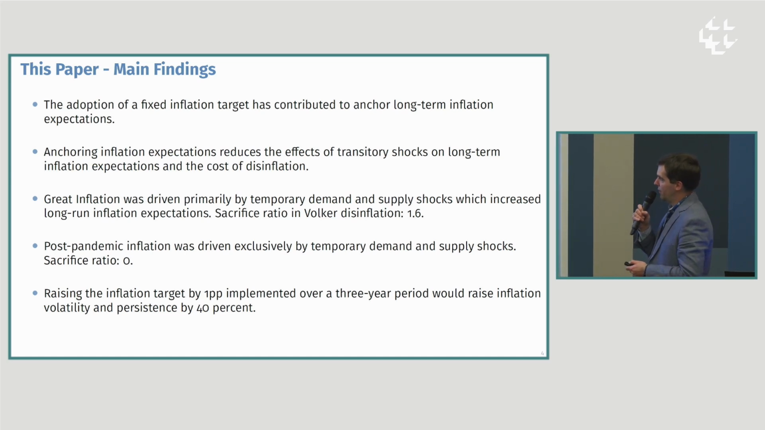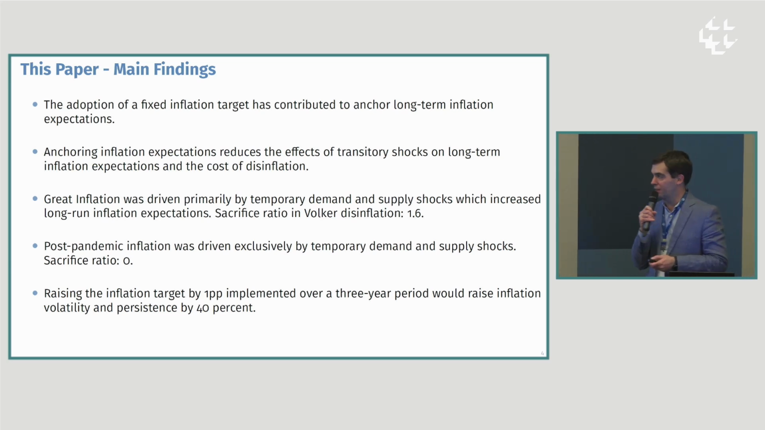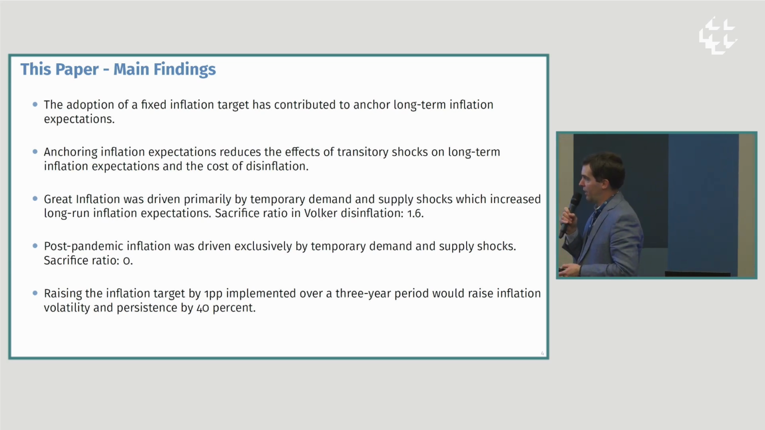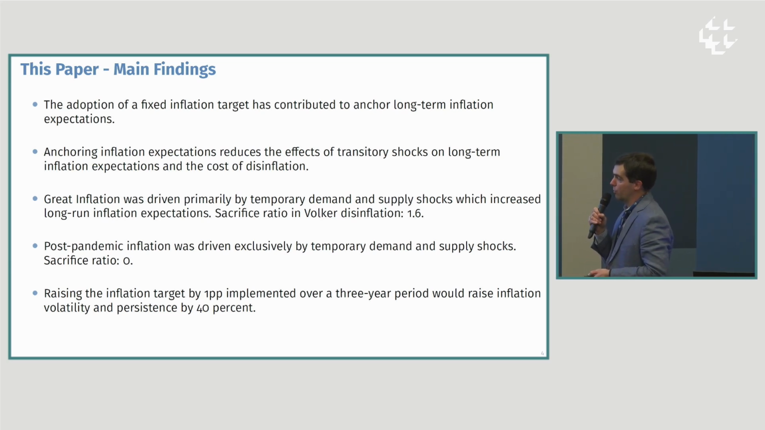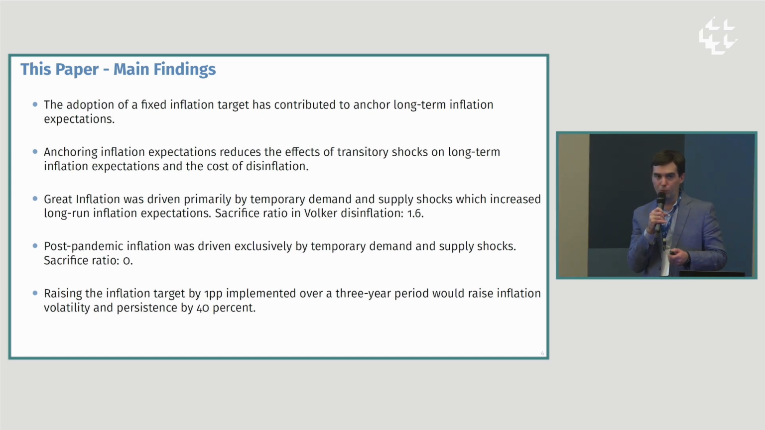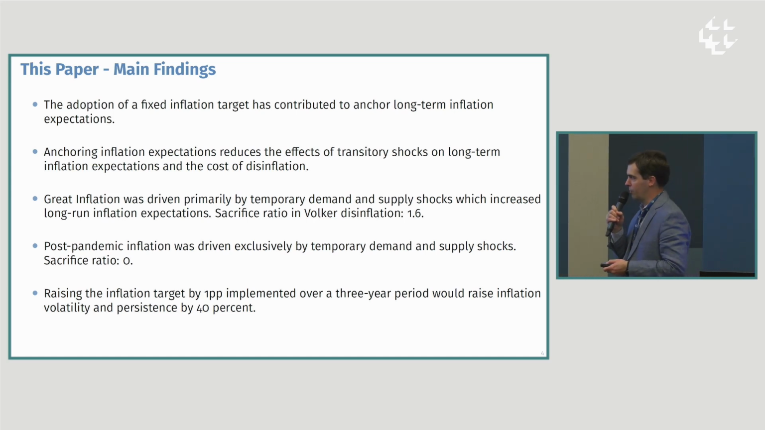In particular, what he finds is that the sacrifice ratio in the Volcker disinflation period was 1.6. Here again, that is how much output you have to sacrifice relative to the decrease in inflation. And the sacrifice ratio in the post-pandemic period is 0. So basically those are the two exercises that Peter compares in the paper.